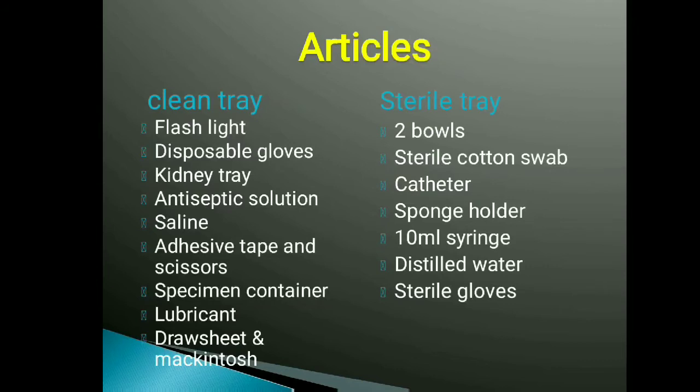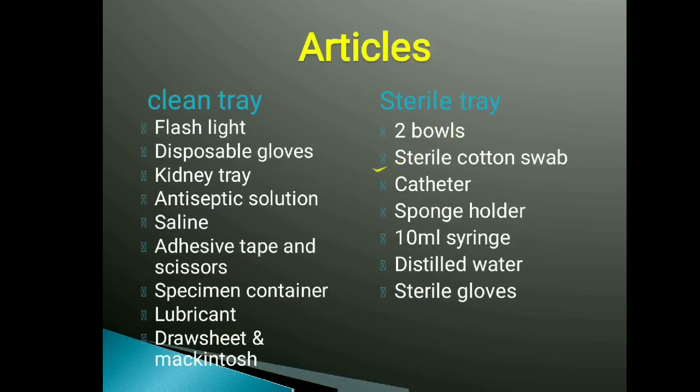Next are the articles. Articles required for the catheterization are arranged in two trays. First one is the clean tray and the second one is the sterile tray. So in clean tray we will keep flashlight to see the urethral orifice, disposable gloves to prevent infection, kidney tray to collect the waste, antiseptic solution which is generally betadine, and a saline solution, adhesive tape, and the scissors, and then specimen container, lubricant like lignocaine, draw sheet, and Macintosh to avoid the spillage.